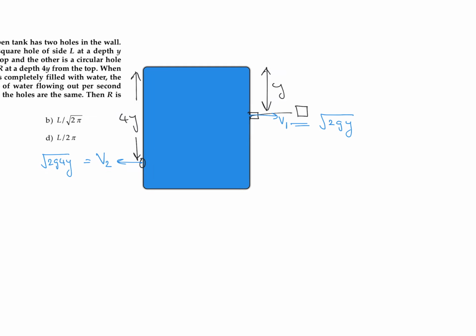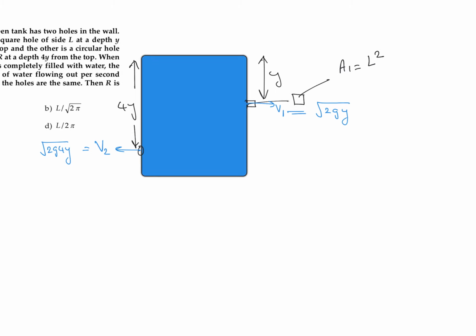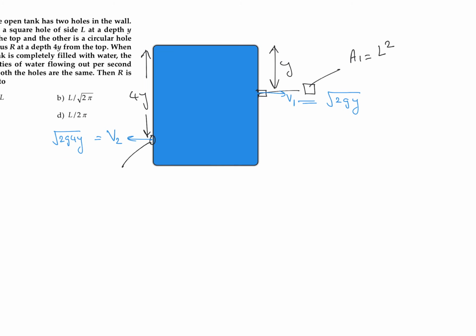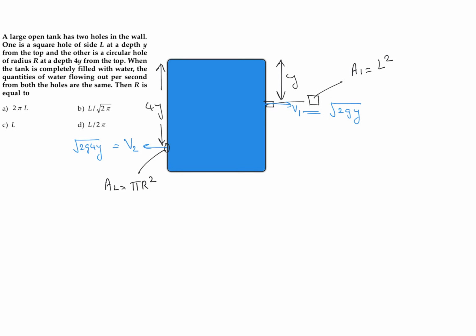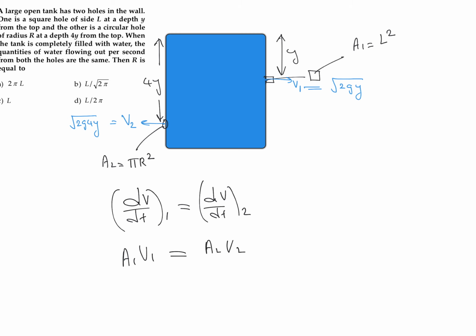Now we can say that as it is a square hole, its area, let's say A1, is going to be nothing but L square, and over here it is a circular hole of radius r, so its area, let's say A2, is going to be pi into r square. Now in the question it is given that their volume flow rate is same. That means dV by dt in the first situation should be equal to dV by dt in the second situation. So dV by dt we can take as A1 into v1 should be equal to A2 into v2.